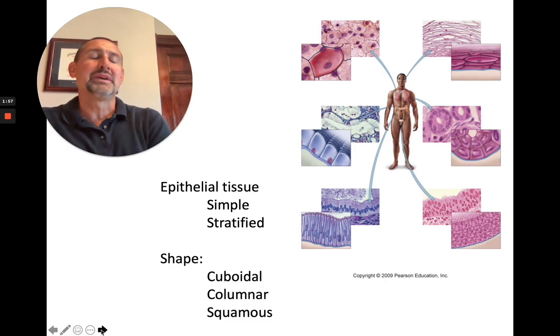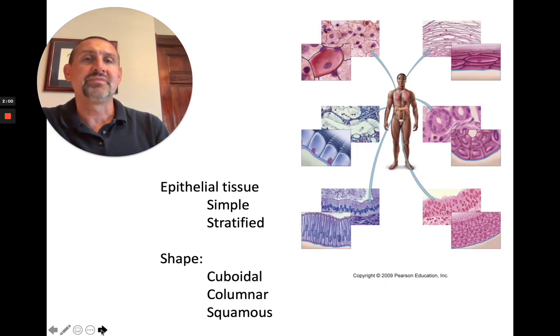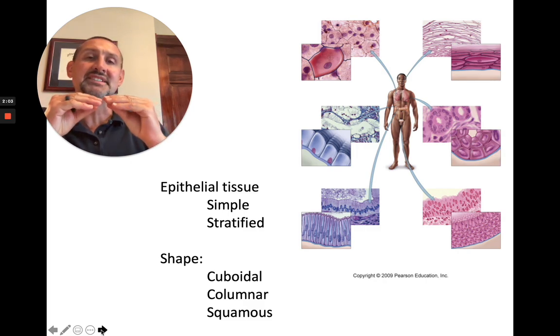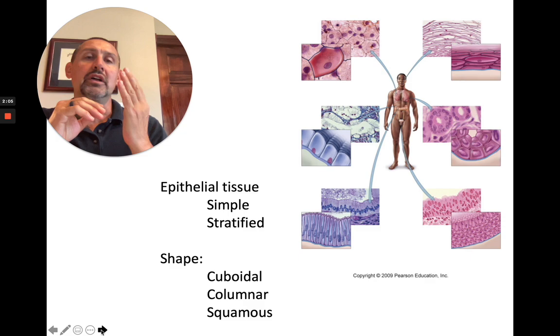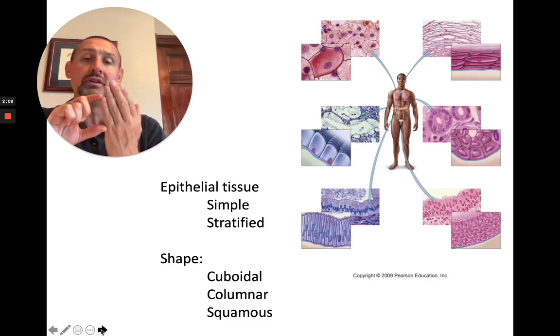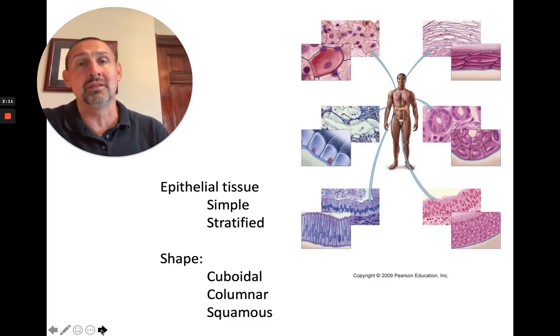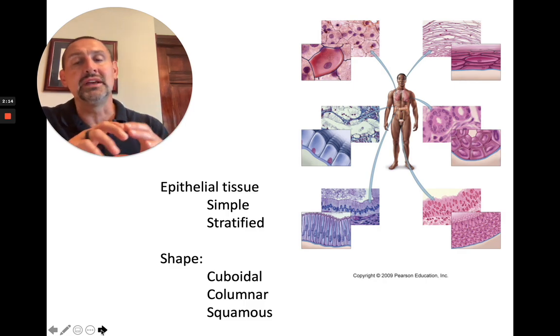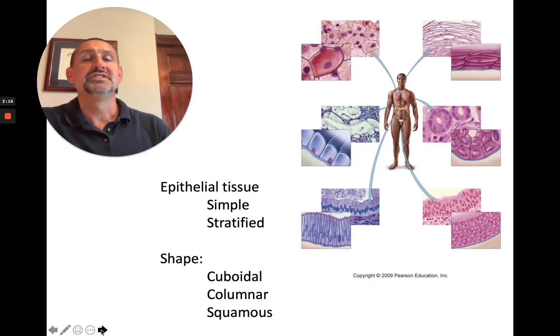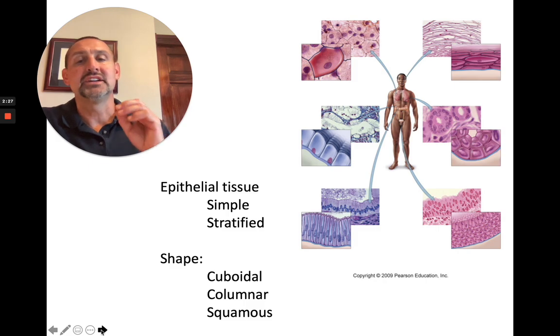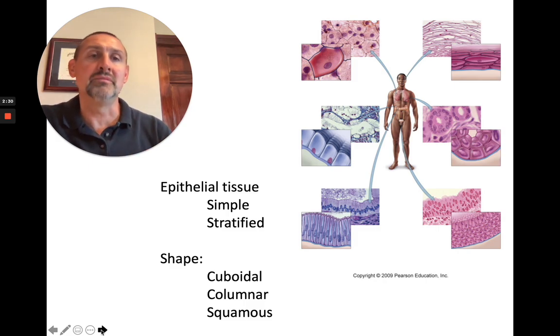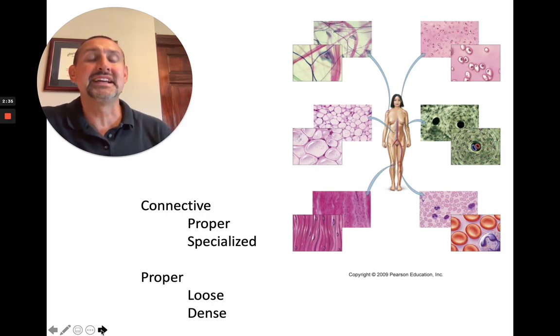After we look at the layers, we can look at the shape of the cells. If the cells are squished, that's squamous. If they're long columns, like tall columns, that's columnar. If they're cube-shaped, that's cuboidal. So to identify epithelial tissue, we say things like it's simple cuboidal epithelium. It's stratified columnar epithelium.